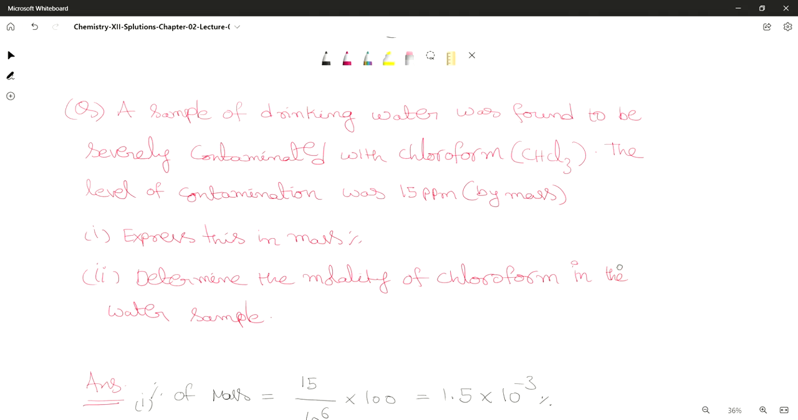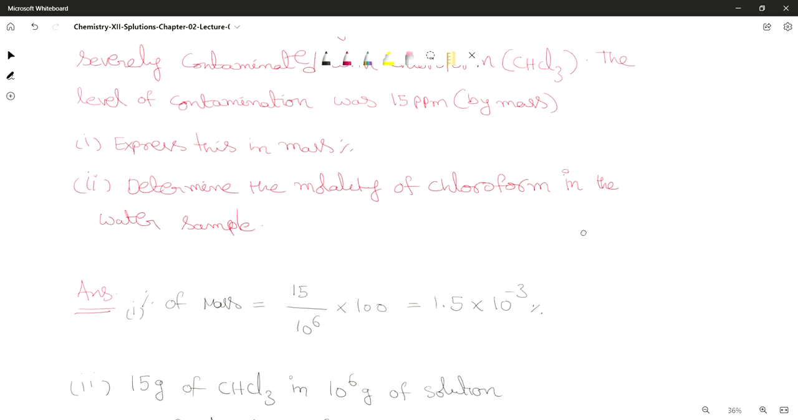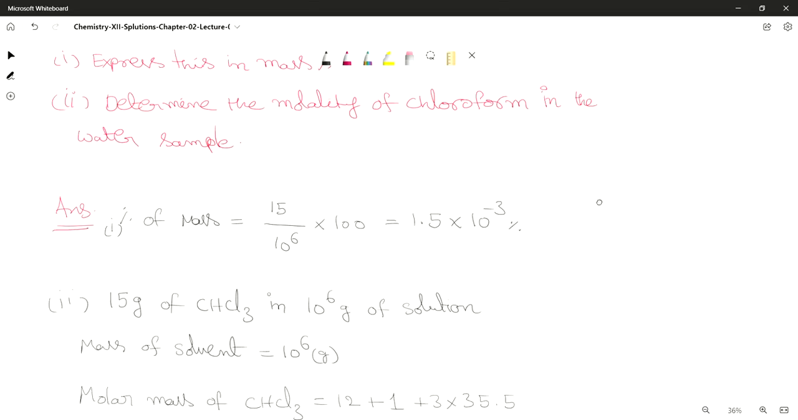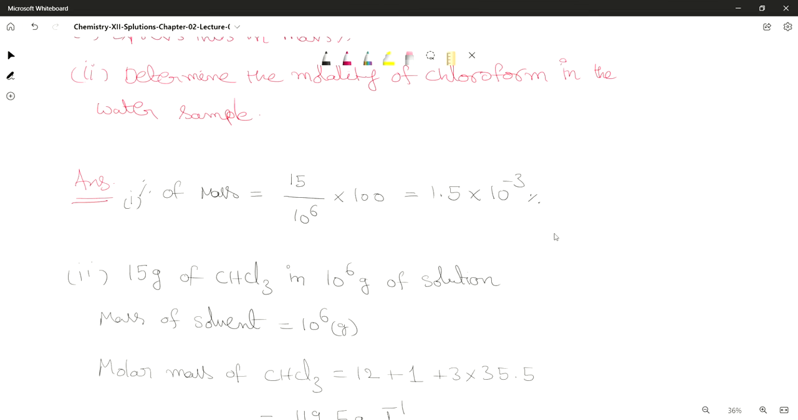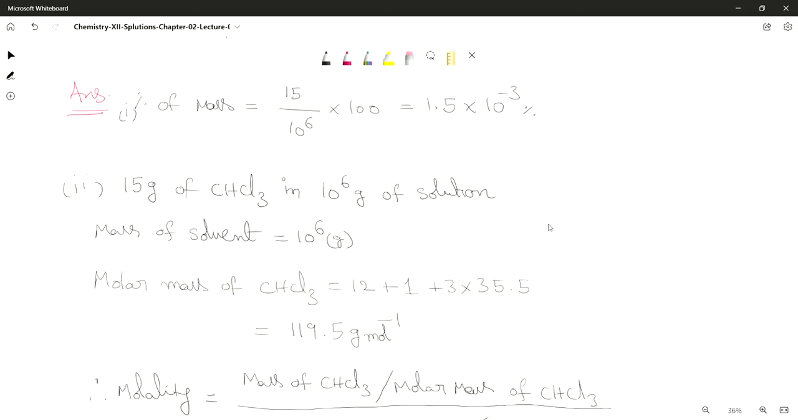The next question is: a sample of drinking water was found to be severely contaminated with chloroform. The level of contamination was about 15 ppm by mass. Express this in mass percent and determine the molality of chloroform in the water sample. Okay, so the percentage of mass is 15 by 10 power 6 into 100. So that is 1.5 into 10 power minus 3 percent. So 15 grams of CHCl3 in 10 power 6 grams of solution. That's the workout what we have.